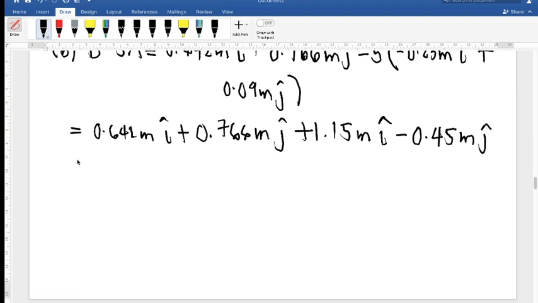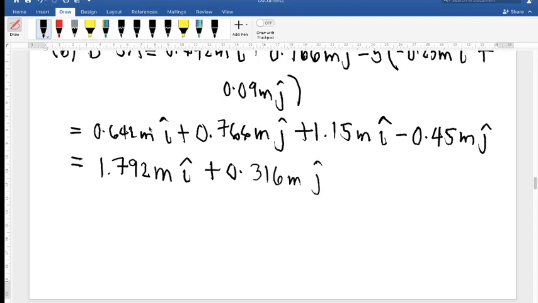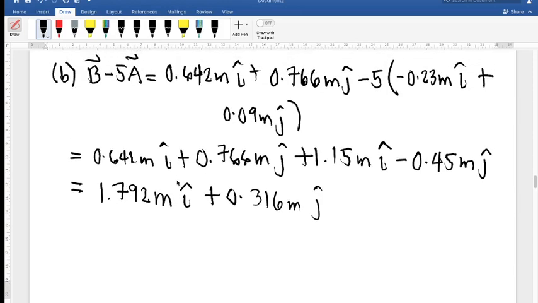Okay, so proceed to addition. Combine the like unit vectors. Okay, 0.642 plus 1.15, so that is equal to 1.792 meter i hat. The next is j hat, so 0.766 minus 0.45, that is equal to positive 0.316 meter j hat. Okay, so this is your b minus 5a.